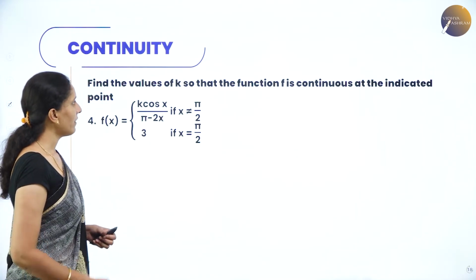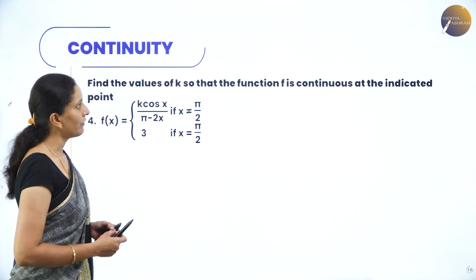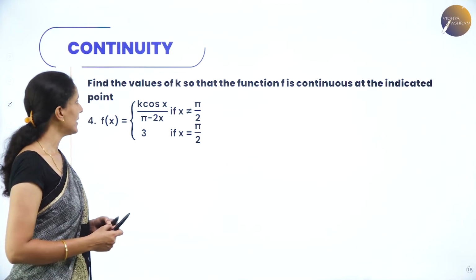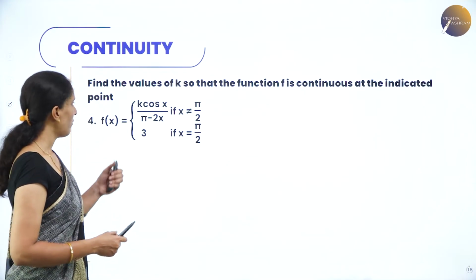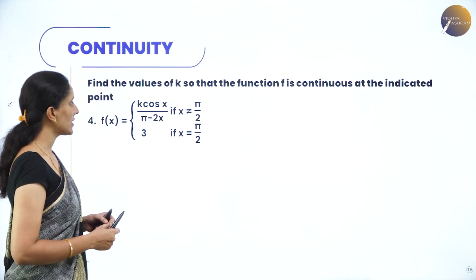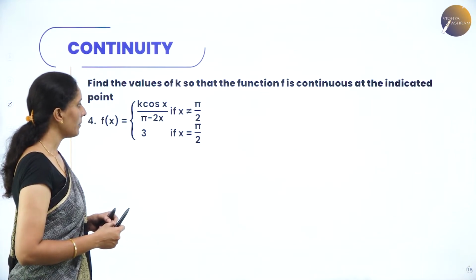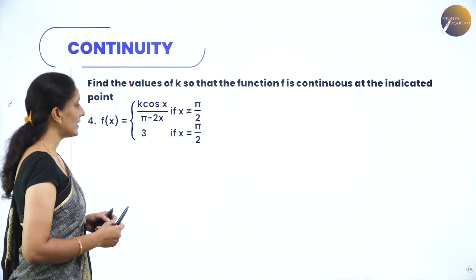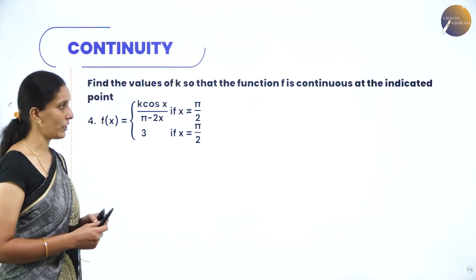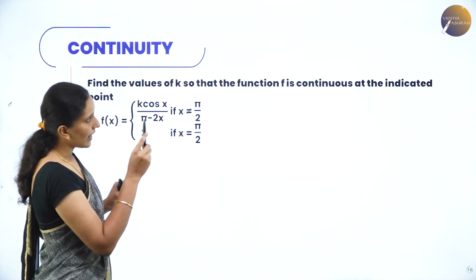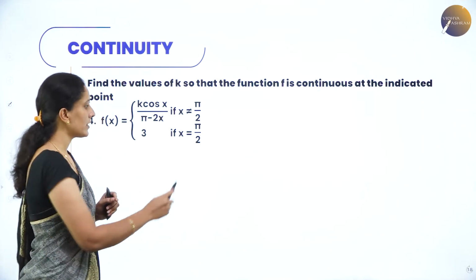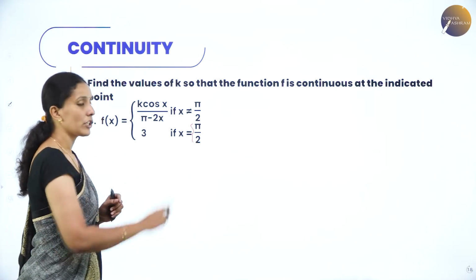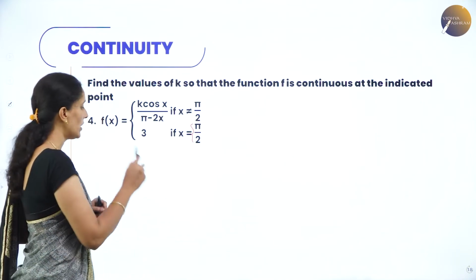Next, find the value of k such that the function is continuous at the indicated point. So f of x is equal to k cos x divided by pi minus 2x if x is not equal to pi by 2, and 3 if x is equal to pi by 2. Here it is continuous at the indicated point, which means we have to take the function as continuous at pi by 2.